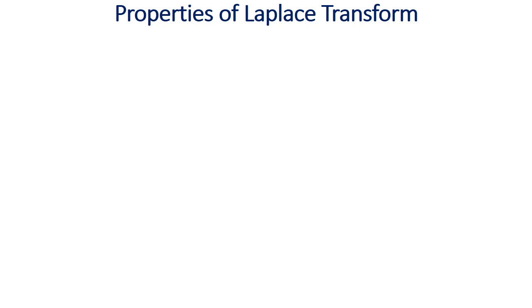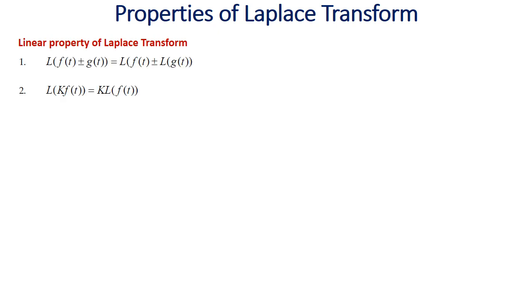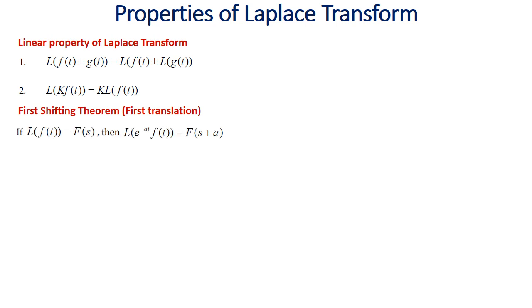Now let us see certain important properties of Laplace transform. The first property we are going to see is the linear property of Laplace transform. L of f(t) plus g(t) is equal to L of f(t) plus L of g(t). Similarly, L of f(t) minus g(t) is L of f(t) minus L of g(t). And L of k f(t) is equal to k L of f(t), where k is a constant.